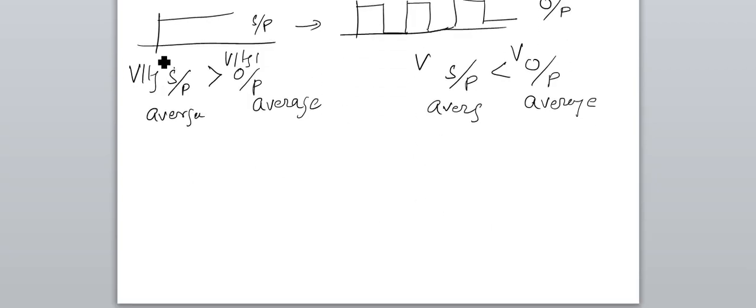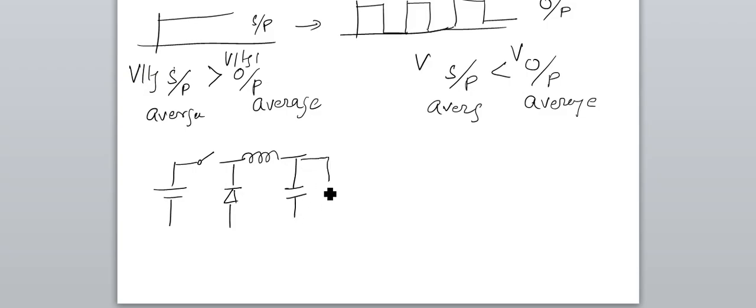Now talking about the circuit for a buck converter, this is a DC supply. There is a switch. I have already told you that a power electronics circuit always has an inductor and a capacitor plus a diode. This is the basic circuit of a buck converter. This is my VDC, so DC input we are giving here, and this is my load. This load can be anything.